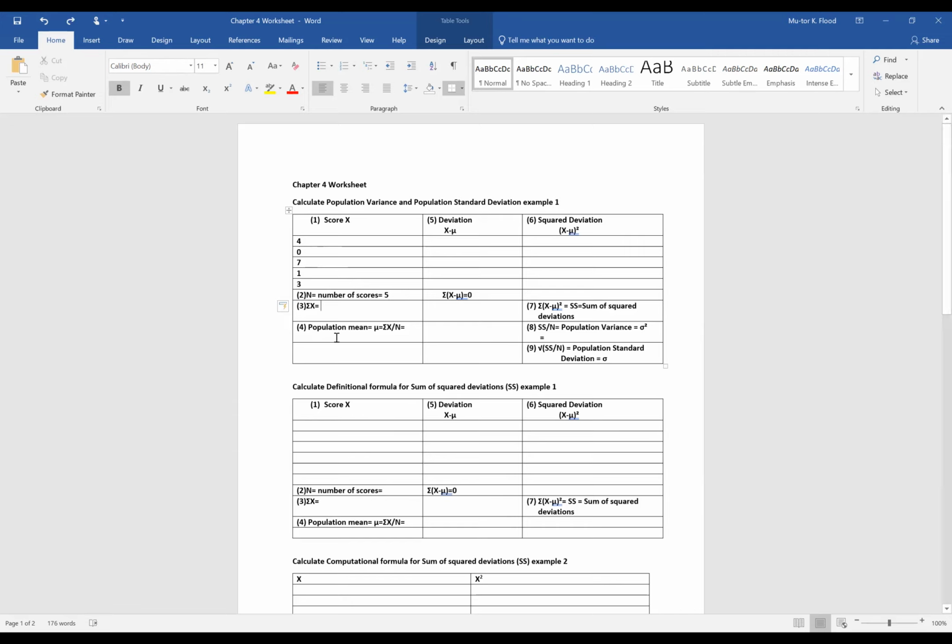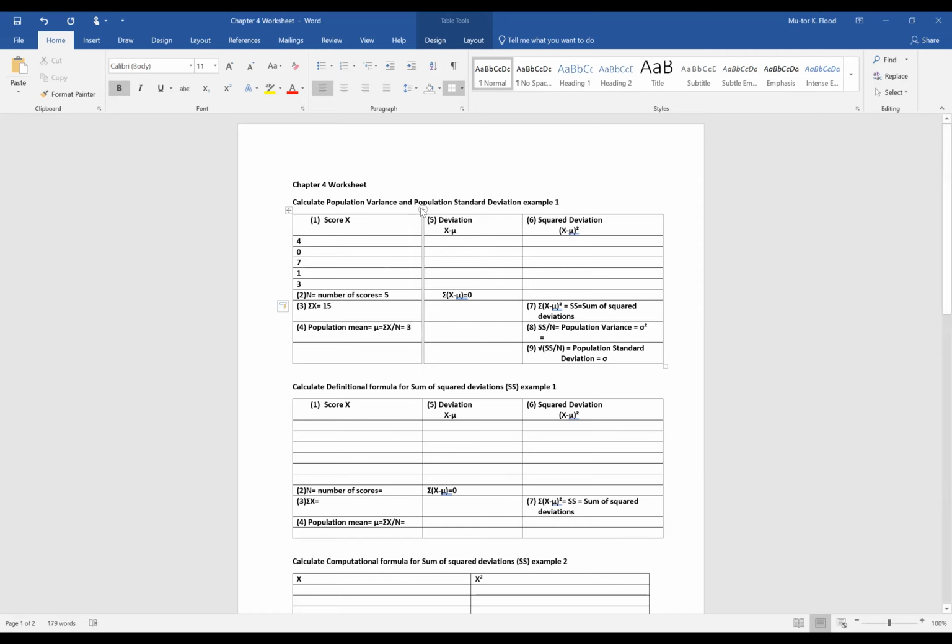Third step is that we're going to calculate the sum of all those scores. So 4 plus 0 plus 7 plus 1 plus 3 is going to give us 15. And then we need the population mean because we have to take a deviation score in the next step. So the population mean is going to be the sum of our scores divided by the number of scores that we have. So it's 15 divided by 5, which is going to give us 3.